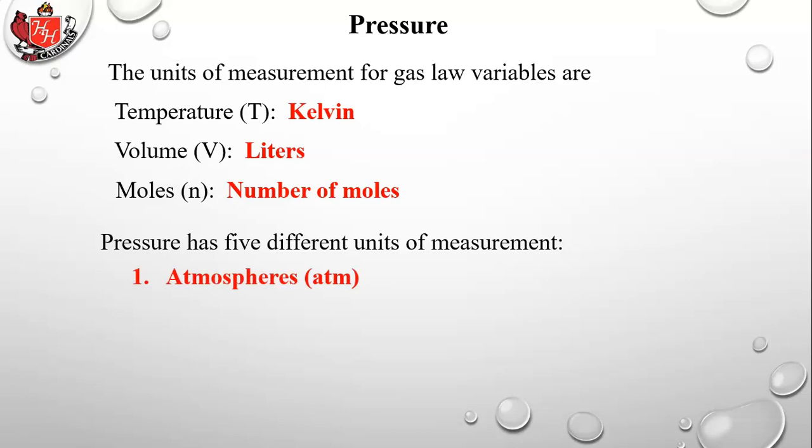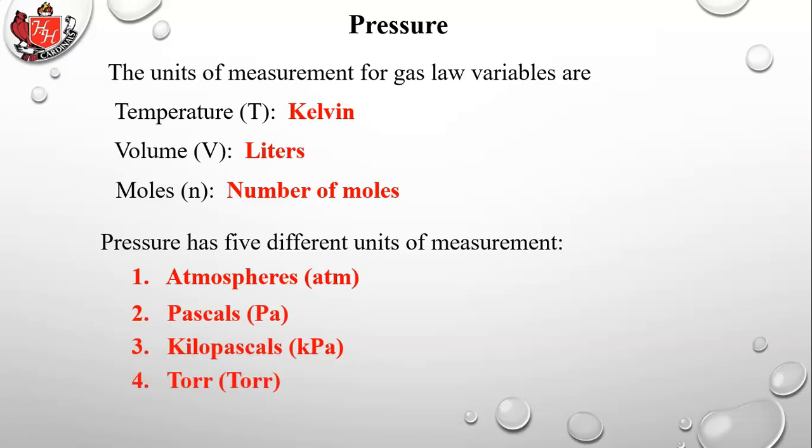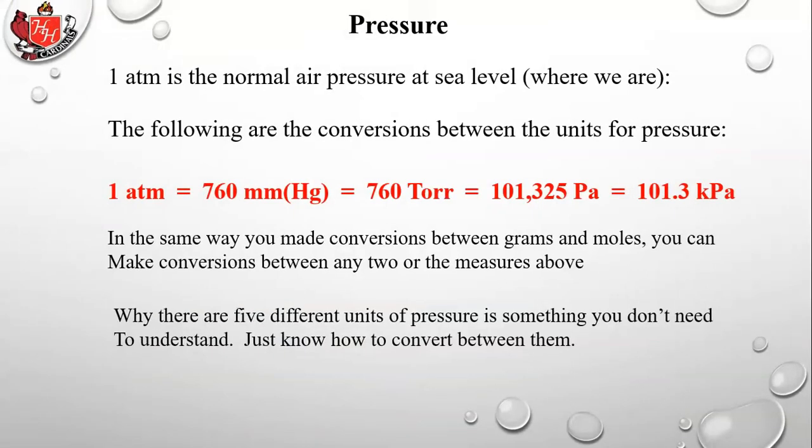So the 5 measures are atmospheres, the ones that we're going to use primarily in this class, pascals, kilopascals, torr, and millimeters of mercury. So 1 atmosphere is the normal air pressure at sea level. So the amount of air pressure you feel on your skin right now is 1 atmosphere. You may say you don't feel any pressure, but that's just because you're used to it.